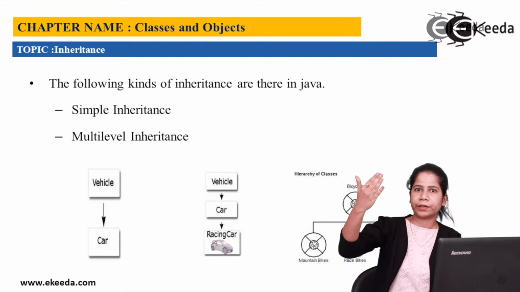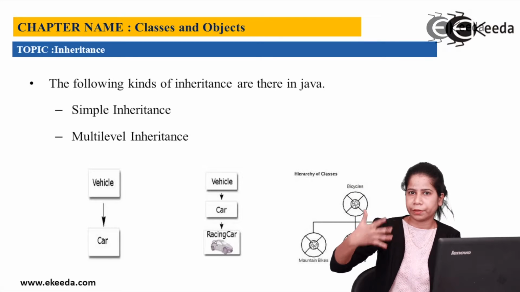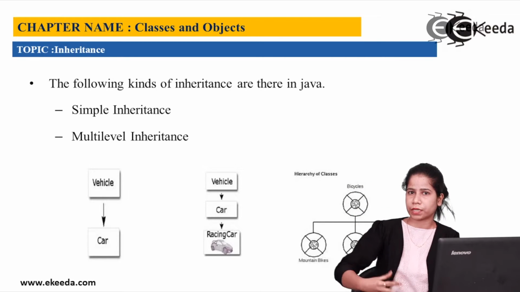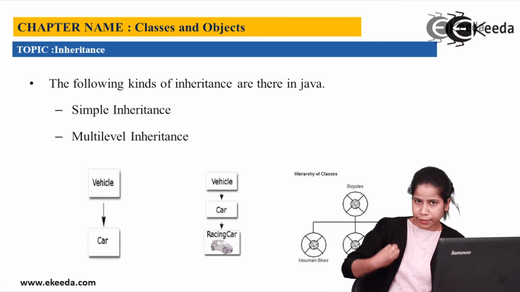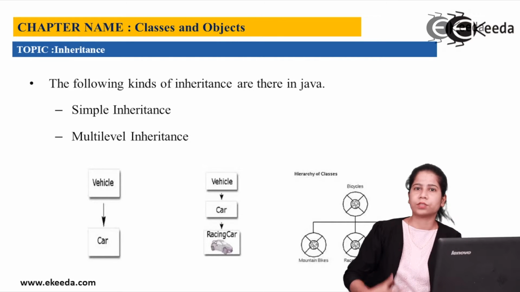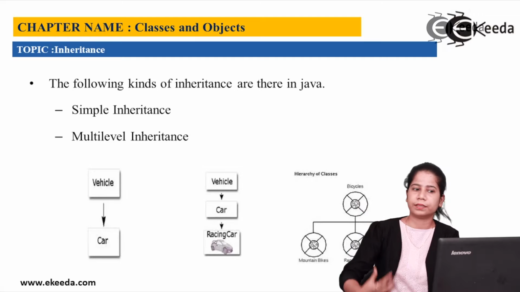So like the features of grandparents are taken by parents, and the features of parents are taken by the child, and then by the grandchildren, and so on. Okay, so that is the multiple-level hierarchy.